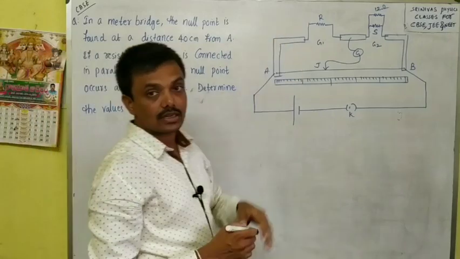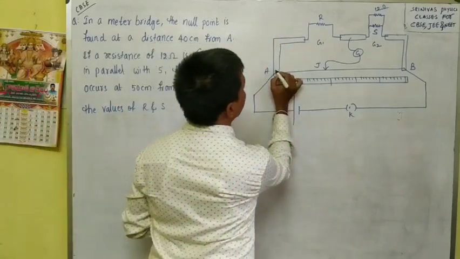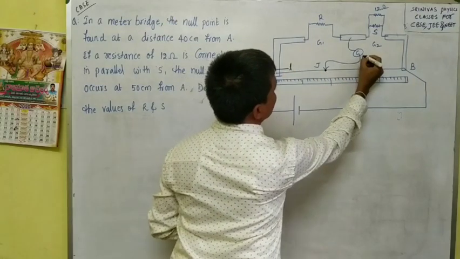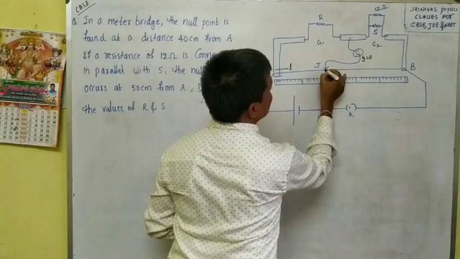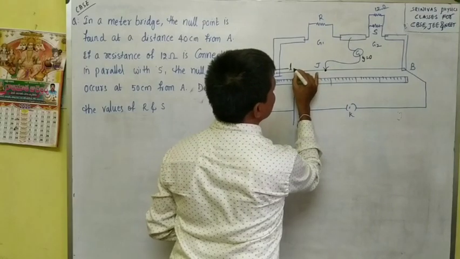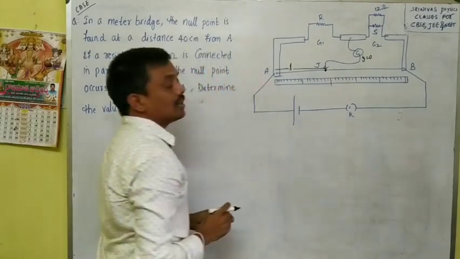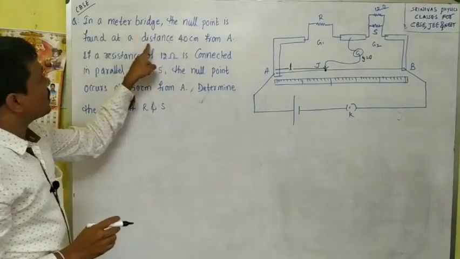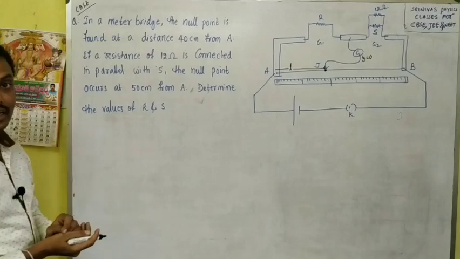This is a meter bridge. In this, the null point is obtained from A. Null point means the point where the galvanometer shows zero deflection, and that point is to be the null point or the balancing point. Its length is L, and that is the balancing length. In a meter bridge, the null point is found at a distance of 40 centimeters from A.